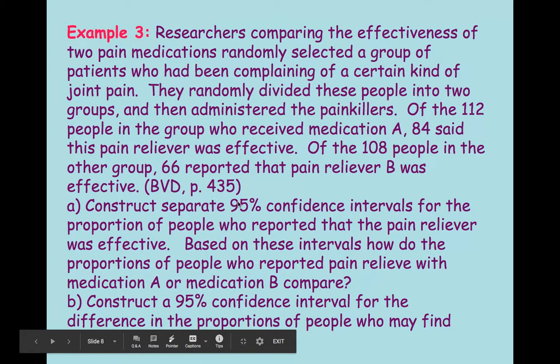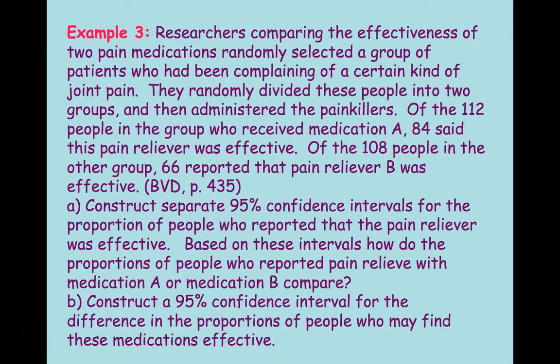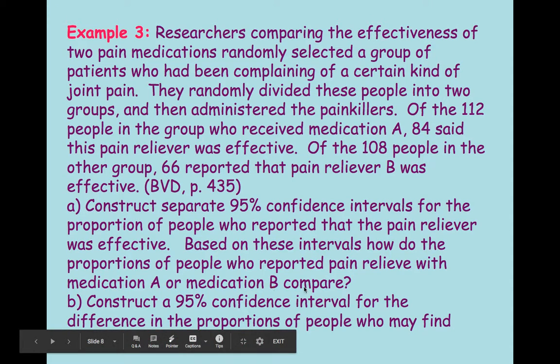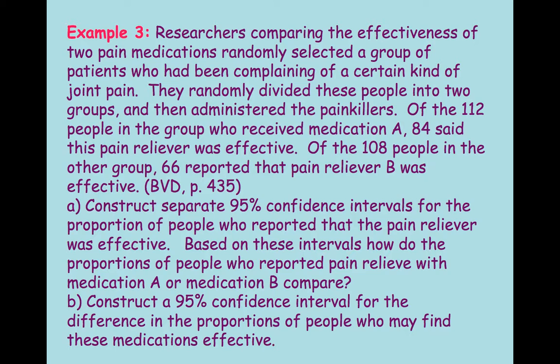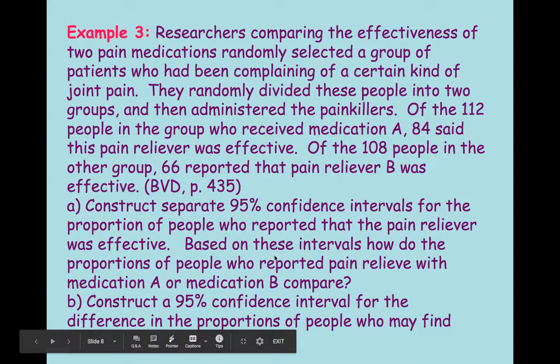It says construct a separate 95% confidence interval for the proportion of people who reported pain relief, for each pain reliever. Based on these intervals, how do the proportions of the people who reported pain relief with medication A or medication B compare? And then it tells you to construct a 95% confidence interval for the difference of the proportions. So this one you're doing two separate intervals, and this one you're doing one interval for the difference. Okay, now would be a good time to pause to check to see if you actually understand how to make the intervals, or you can just keep on going with me.